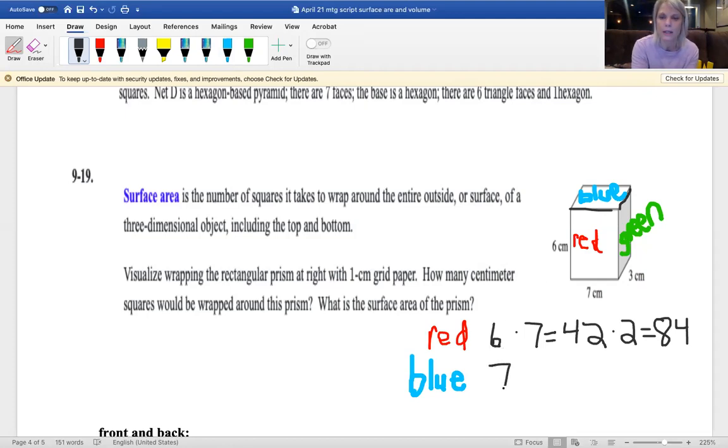This would be 7 times 3. And again, since there's 2 bases, the top blue and the bottom blue, we have to do the same thing we did with the red. We have to do 7 times 3 is 21. And then you're going to double that because there's 2 bases. And again, this is just area, and that would be 42 centimeters squared for that. And then finally, the green. Think about what I need to find the area of the green faces. Type it in when you get it.